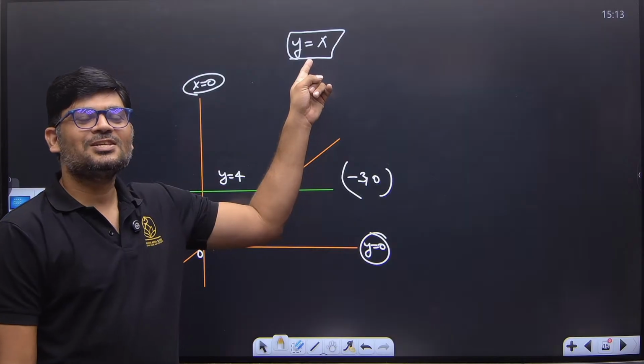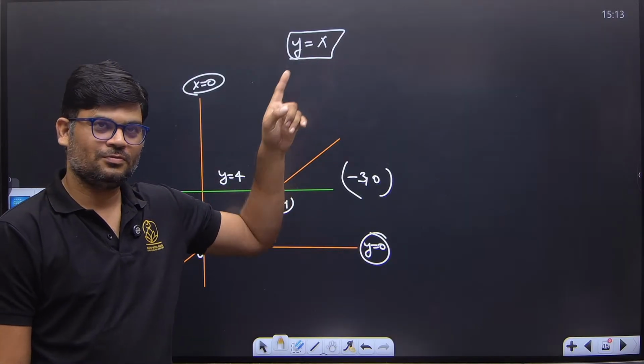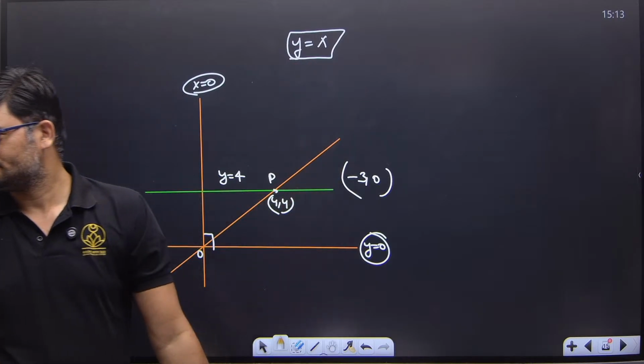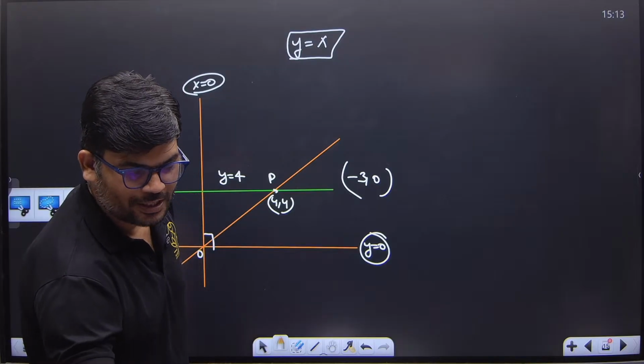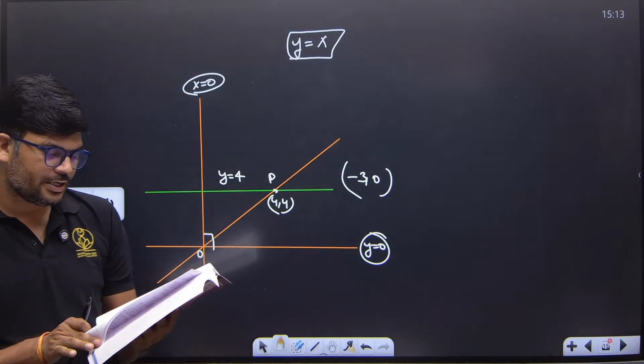So this is the slope intercept form. Here the intercept is 0. This is slope intercept form. Intercept is 0, slope is 1. You can see the working in the solution, how the answer has to be written.